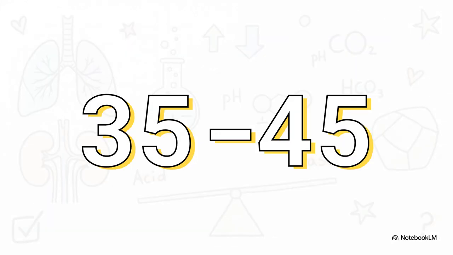Next up is carbon dioxide, or PCO2. The normal range here is 35 to 45. So the crucial point is, you have to memorize this carbon dioxide level, mainly because CO2 actually acts as an acid in your body. It's wild, right? As your respiratory CO2 rises, your blood pH dangerously drops. Think of them as being on a biological seesaw.